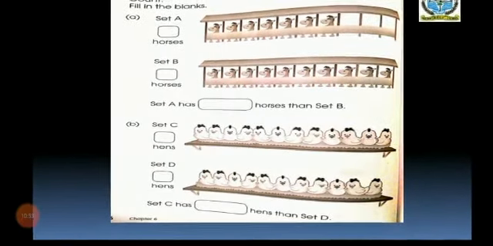Now turn on the next page, fill in the blank. Set A has dash horses. How many horses are there? 1, 2, 3, 4, 5, 6, 7. Right here, 7 horses. In set B, how many horses are there? 1, 2, 3, 4, 5, 6, 7, 8, 9 and 10. 10 horses. Set A has dash horses than set B. 7 is greater or smaller? Yes, we have to write its smaller number, so we have to write fewer here. Set A has fewer horses than set B.